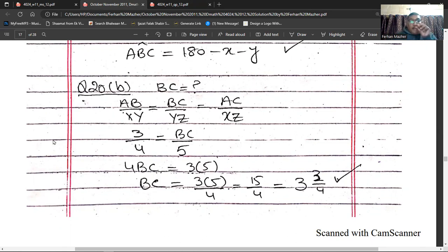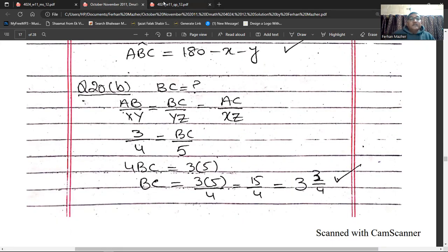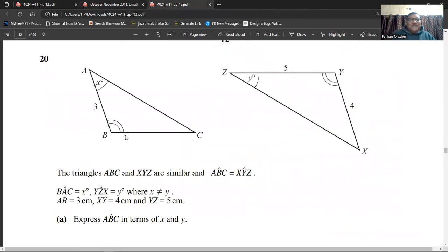AB is 3, XY is 4, BC is the question, and YZ is 5. So cross multiply: 4 times BC will be 3 into 5, and BC will be 15 divided by 4, and it will be 3 whole 3 by 4. 3 whole 3 by 4 is the right answer, sir. I hope you understand.